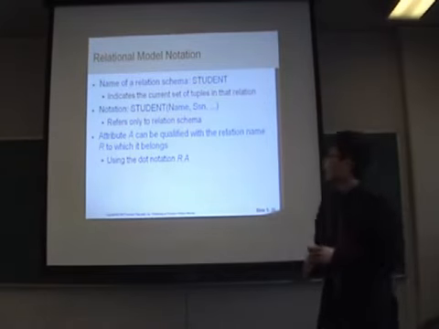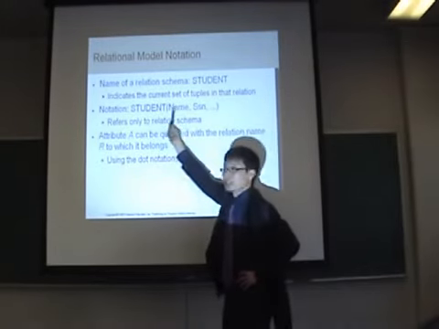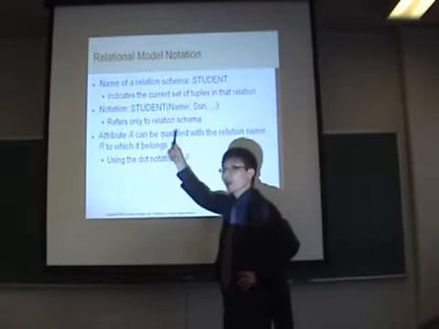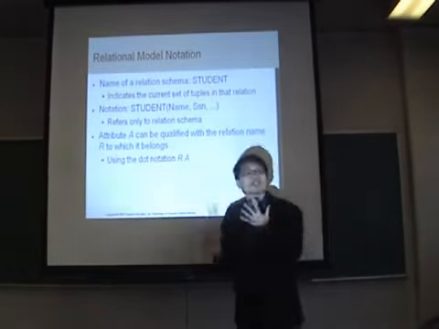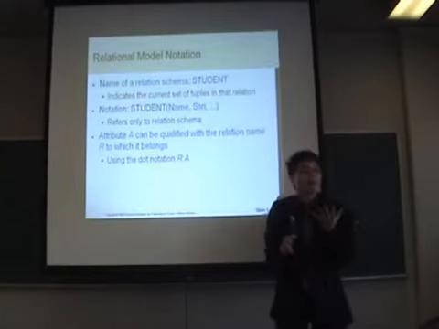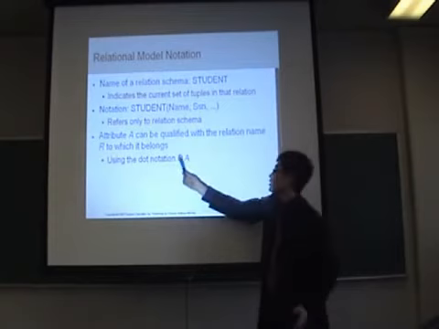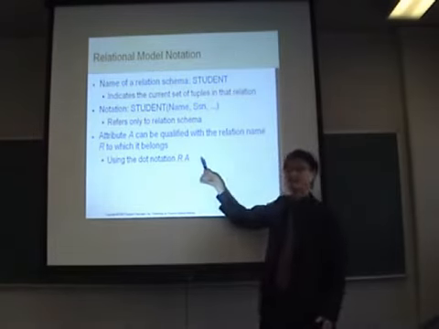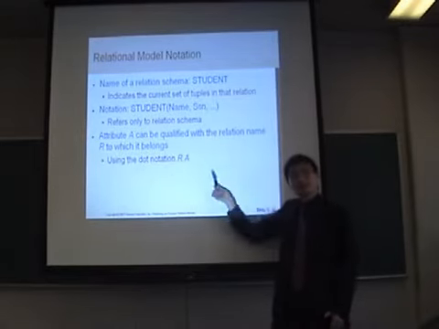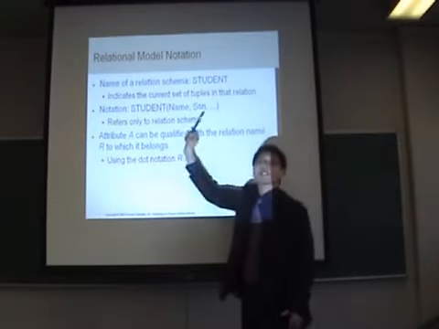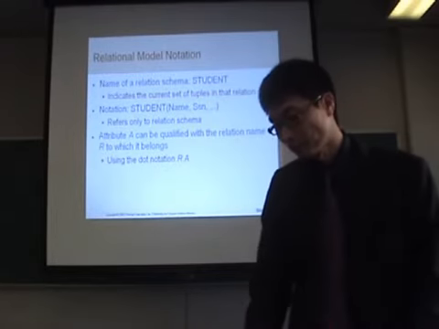Okay? And sometimes student has a name attribute. Department has the same name attribute, name. How can we differentiate such a same name? We can use the relation name with a dot. So student dot name is the name in student. Department dot name means the name in department. We can differentiate such duplicated names.